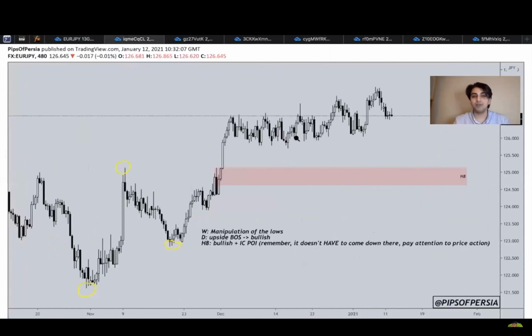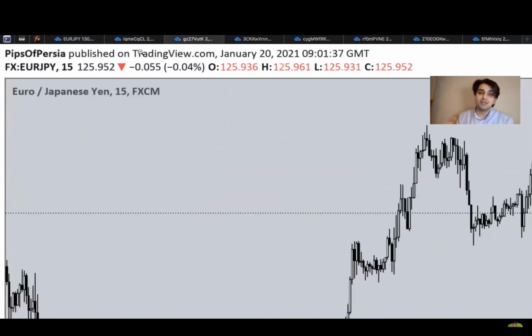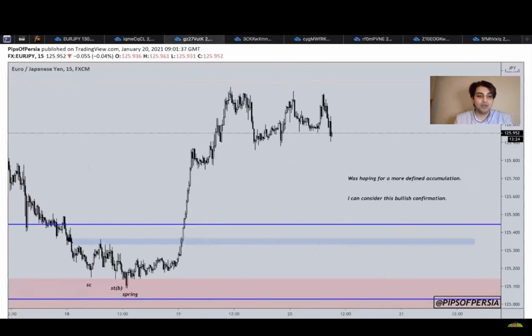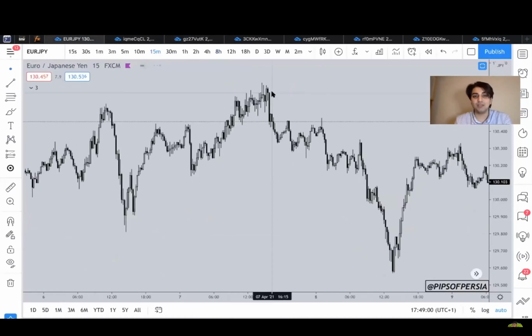So we've got that point of interest marked up, and now we've gone ahead and have approached that level over here. This second picture is January 20th. So it's just over a week after the first picture was taken, and this is throughout London session over there. So this was in a way where the market started to approach that desired level and started to create the accumulation schematics on the lower time frames.